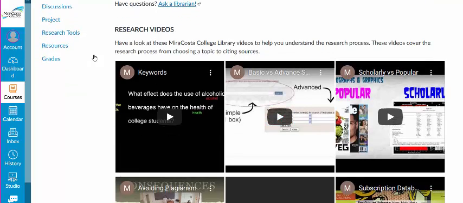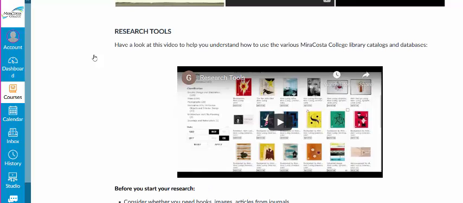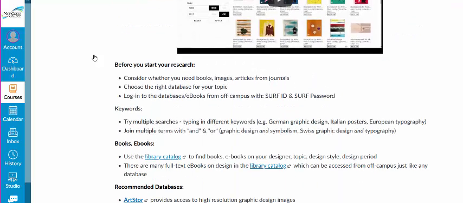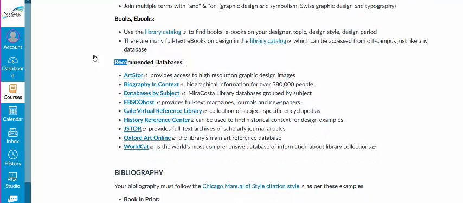Have a look at these videos to help you understand the research process. Also, I've created a video on how to use the library catalogs and databases to do research on a specific topic in graphic design. So be sure to have a look at that. You can easily do an enormous amount of research online through the library. Here are some tips about doing research. And also I've included recommended databases.